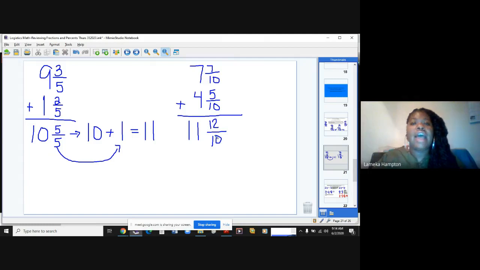Now, we have what I like to call a mixed improper fraction, simply because it's a mixed fraction with the whole number and the fraction, but we have 12 over 10, which is an improper fraction. So fractions are nothing more than division problems, as we all know. So that means we are going to have to tackle this part of our fraction. Now, there's several ways you can actually go about this, and I will show you both ways.